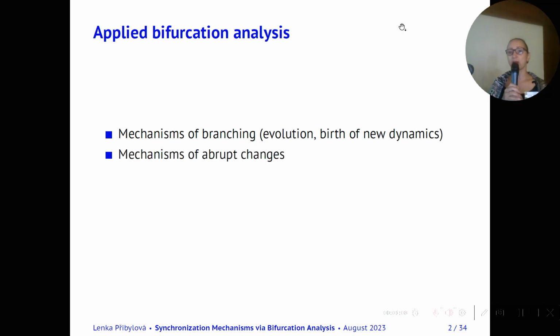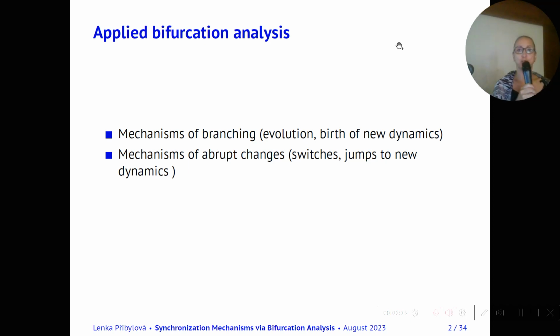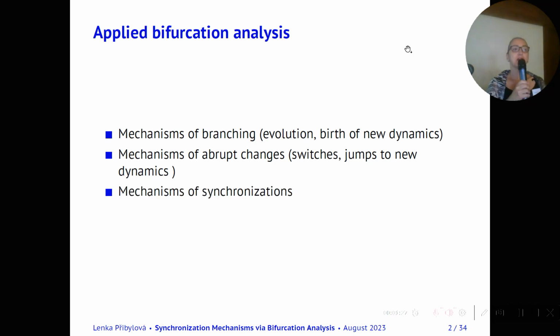Another are mechanisms of abrupt changes. This is a case that has usually some switches from one type of dynamics to another. So this is also usually used in literature. And what I do with my team is exploring mechanisms of synchronizations. And so we try to explain various oscillational lockings.